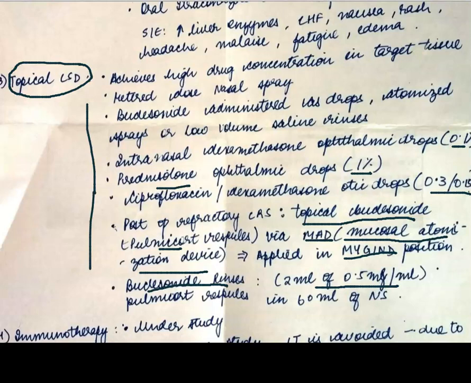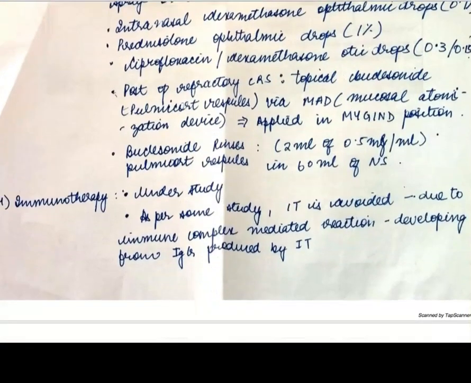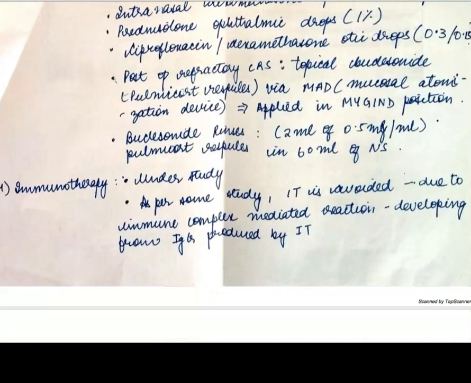And then coming to immunotherapy, immunotherapy is under study. As per some studies, immunotherapy is avoided due to immune complex mediated reaction developed from IgE produced by immunotherapy. So immunotherapy is still under study, but you can mention in your theory paper that it's under study, and some studies say that it can cause immune complex mediated reaction.